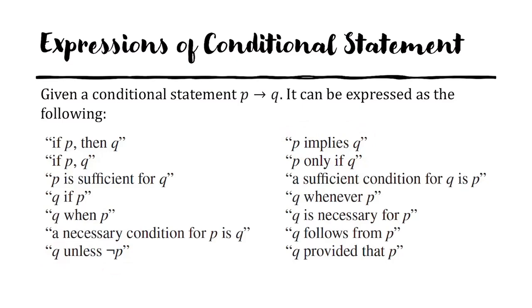So there are different ways to translate the conditional statement. But the most common ones you will see are if P then Q, if P, Q, or P implies Q. So these three are the most common ones. I just have this chart here so you know how you can translate it, or if you need it as a reference.